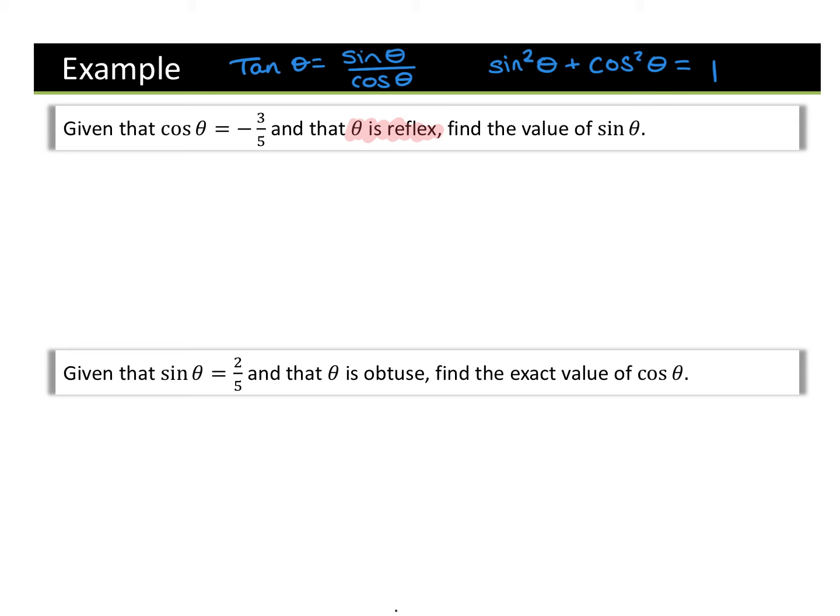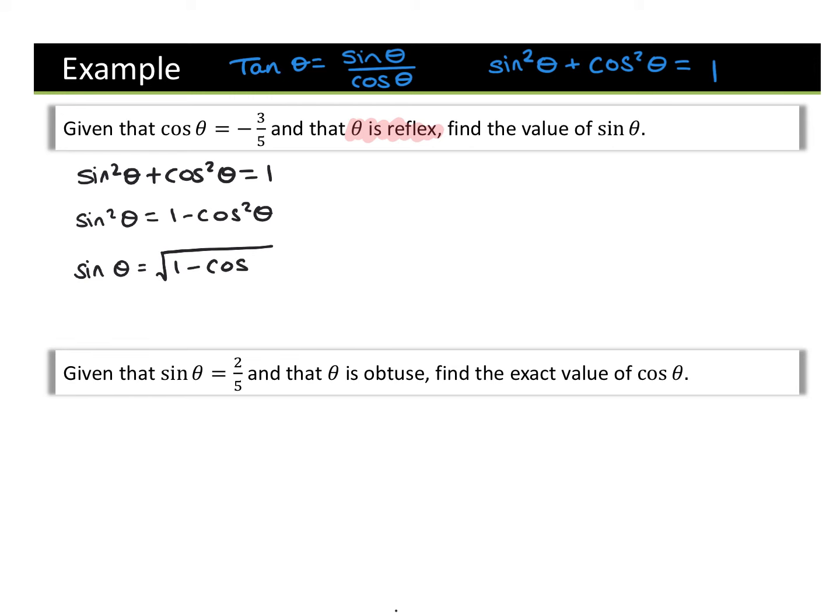We don't want tan. Sine squared plus cos squared equals 1, but I'm going to rearrange this. So we know that sine squared theta plus cos squared theta equals 1. So sine squared theta equals 1 minus cos squared theta. And sine theta equals the square root of 1 minus cos squared theta. Okay? This is simple rearranging here.